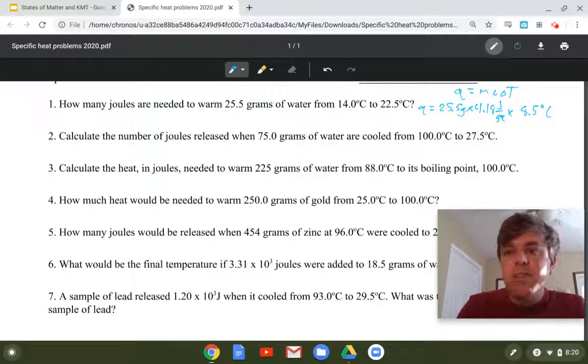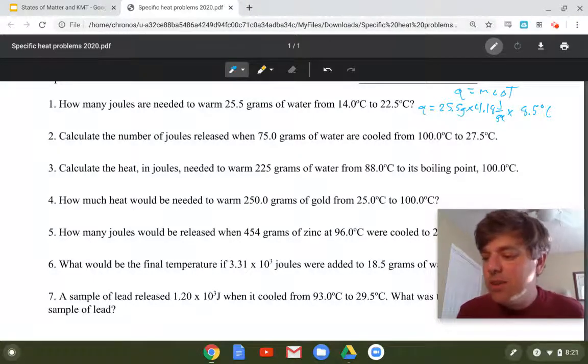You don't have to worry about converting to kelvins, but if you felt like converting to kelvins, you've got to be careful. You don't take this 8.5 and add 273 to it. You would have to add 273 to the 14 and 273 to the 22.5, and then when you subtract them, you'll get 8.5 again. So you only have to use kelvins for the gas laws. You don't have to use it for the specific heat problems.